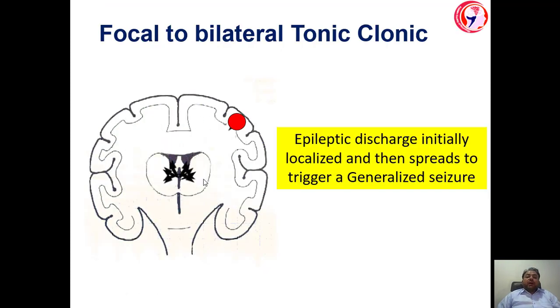Then focal to bilateral tonic-clonic. Focal to bilateral tonic-clonic means that the patient is having a focal discharge which then spreads through the central part and affects both sides of the brain. Patient will clinically manifest as focal to bilateral tonic-clonic epilepsy.